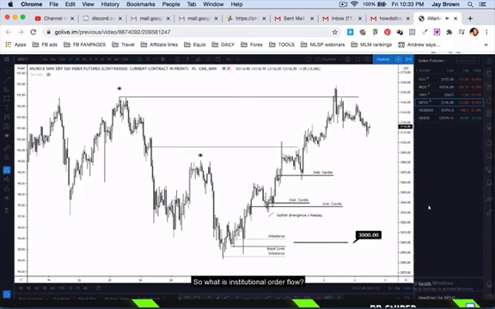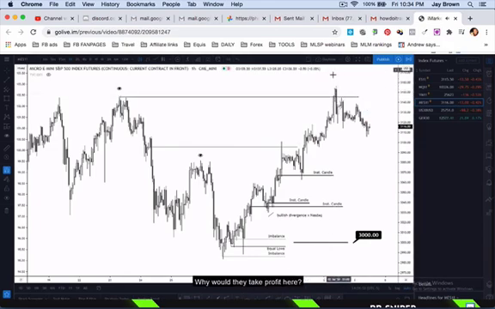So what is institutional order flow? It's this. It's this right in here. They're accumulating. Right? They're bidding it up. They stopped buying. They didn't start shorting. They just stopped buying. They reaccumulated here. Ran it up. They didn't short it. They just stopped buying it. Reaccumulated it. Rallied it higher. Now you're at an area where they can take profit.